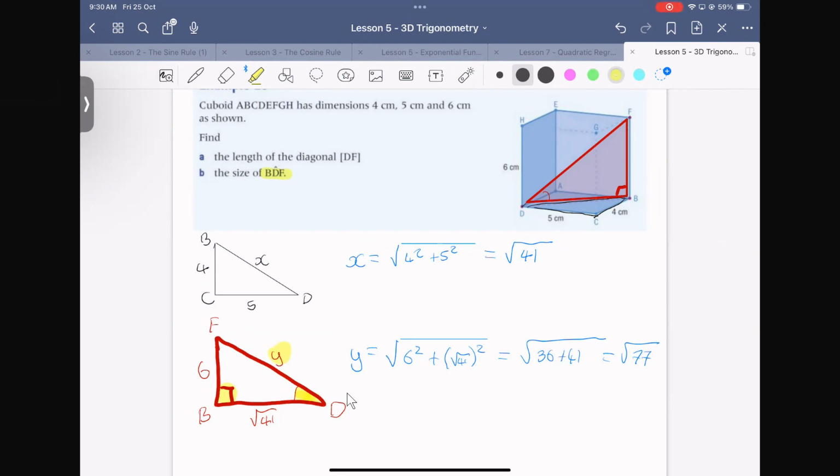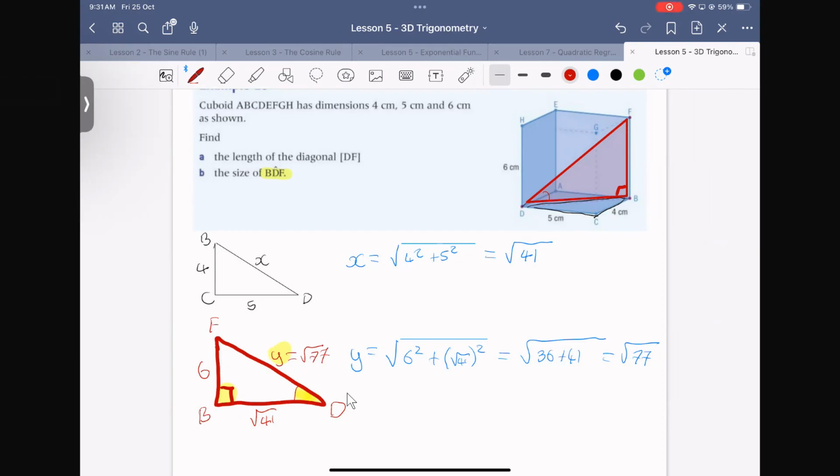So you could use that as your ratio, but we don't need to, because the sine of 90 will disappear anyway. We can go straight to SOHCAHTOA. It doesn't matter which one, we've got all of the different sides here. We've found this one to be root 77.